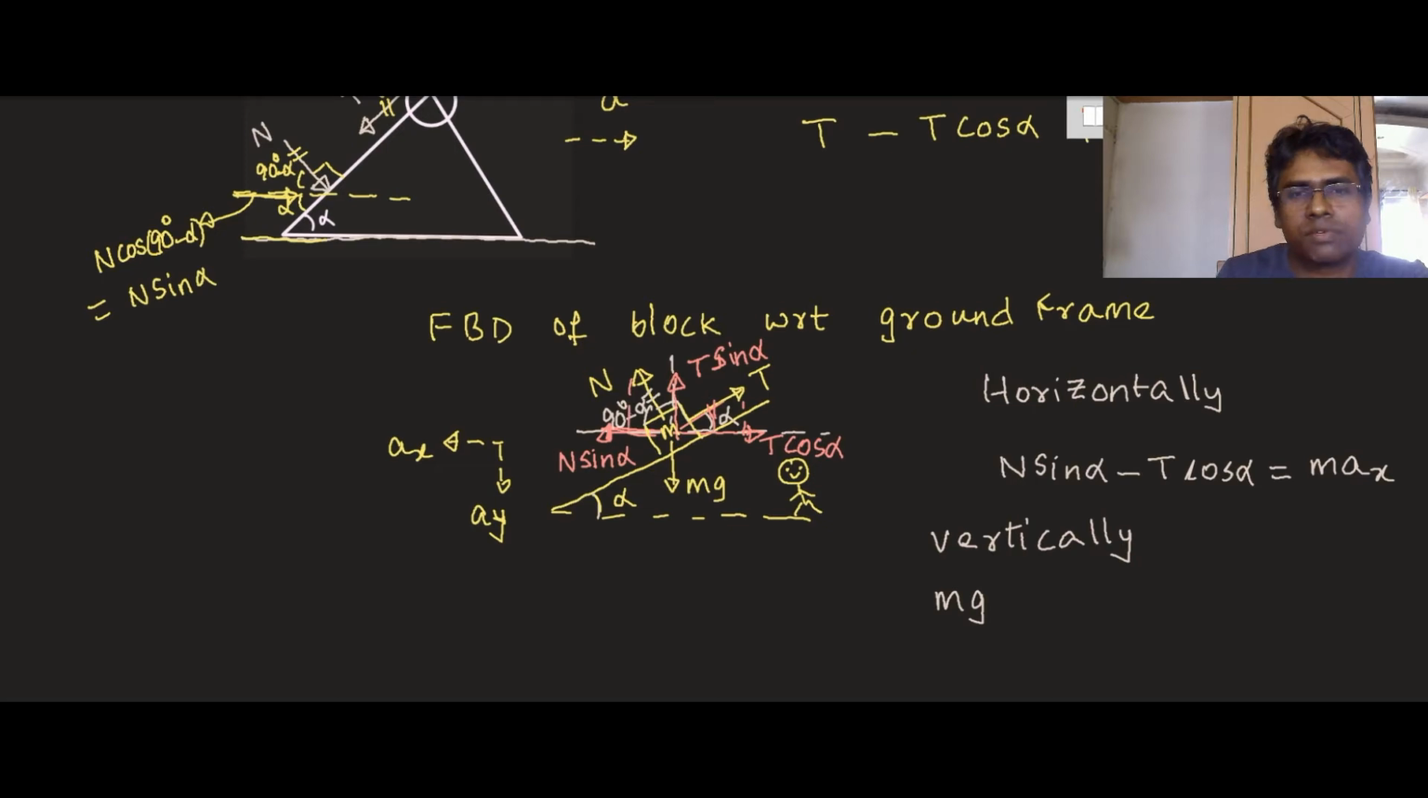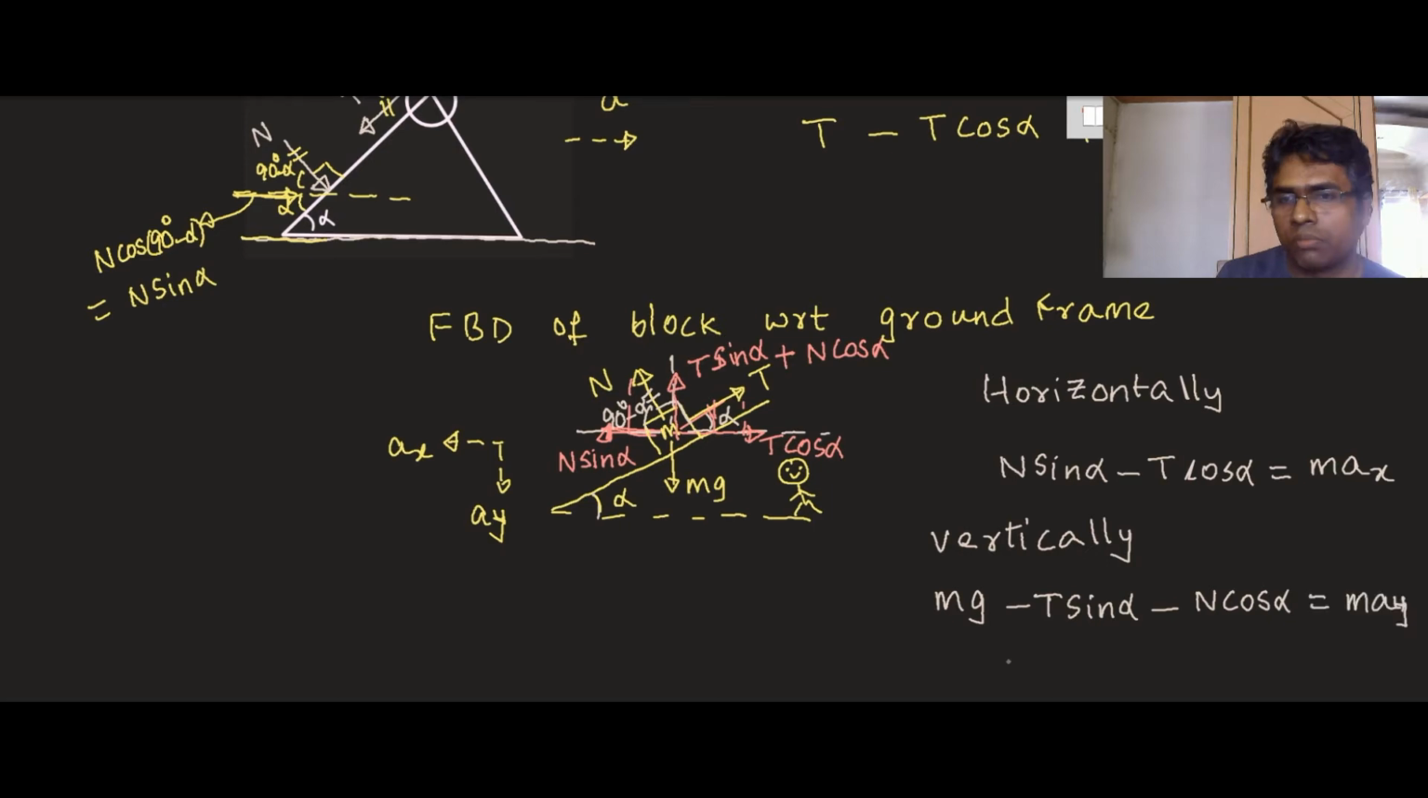Since it is in the vertically upward direction, I'm just adding it with the T sine alpha, which is N cos alpha. Now if I take the vector sum of the forces along the vertical line, I have mg, and the forces pointing in the upward direction I'm writing down with a negative sign here. So I have T sine alpha minus N cos alpha, and that is equal to mass into acceleration.